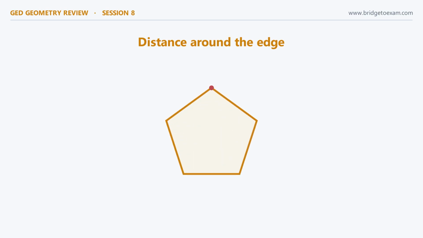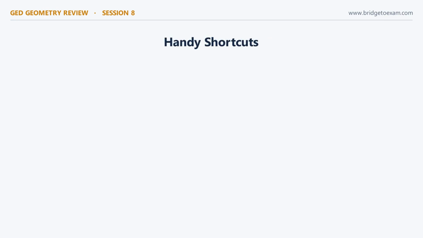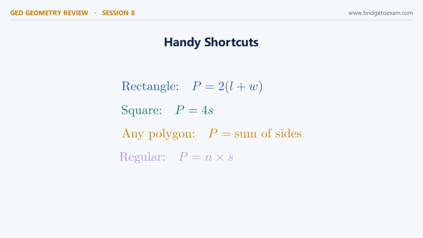Perimeter means the distance all the way around the outside of a shape. If you walked along every edge and came back to the start, the total distance you walked is the perimeter. A few shortcuts help. For a rectangle, perimeter is 2 times length plus width. For a square, it is 4 times the side. For any polygon, just add every outside side. And for a regular polygon, multiply the number of sides by the side length.